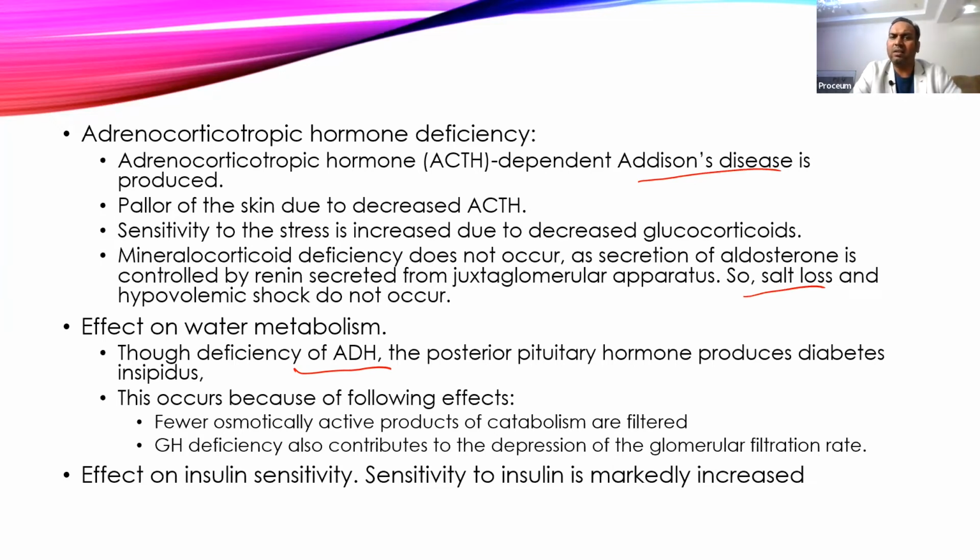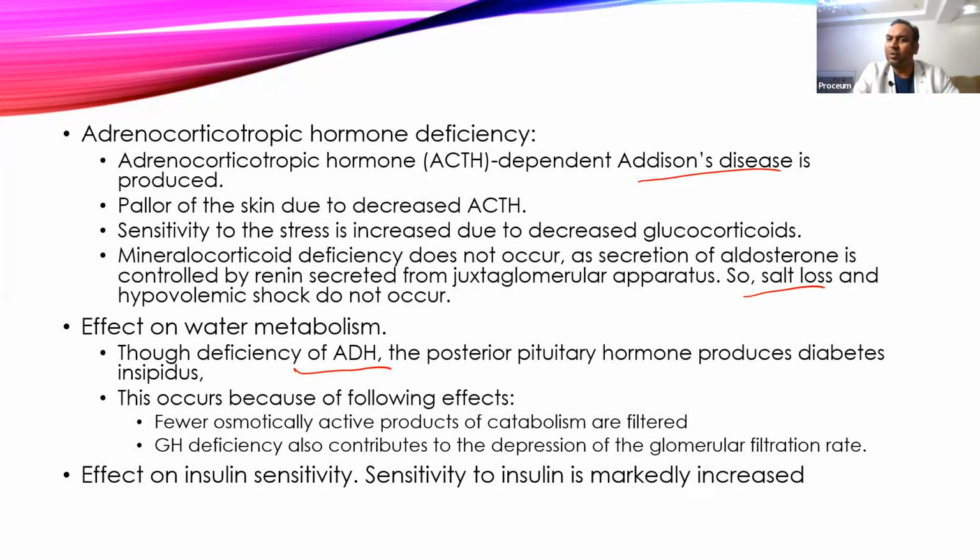Along with that, one feature we usually see in Addison's disease is increased pigmentation of the skin. That will not be here. There will be decreased pigmentation of the skin because in normal Addison's disease, ACTH is high and glucocorticoid is low. But here, as it is ACTH-dependent, ACTH is also very low, so that will cause a more pale color of the skin.